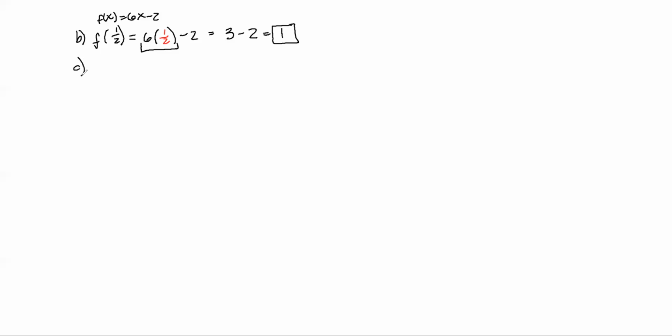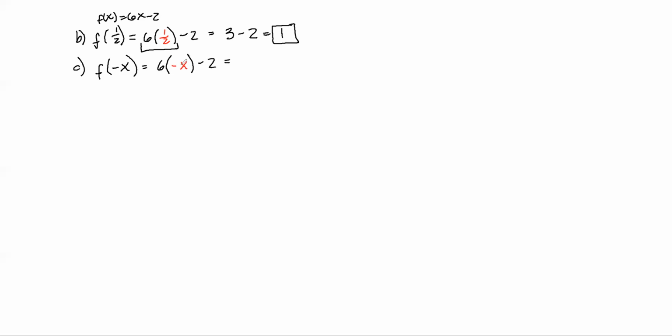All right, now let's try one that's a little bit different. So this one we're given f of negative x. So we're told to find f of negative x. And so we're going to do exactly what we did in these other problems, but this time, instead of plugging in a number, we're plugging in negative x. So we're going to have 6 times, I'm going to put negative x here, and then minus 2.